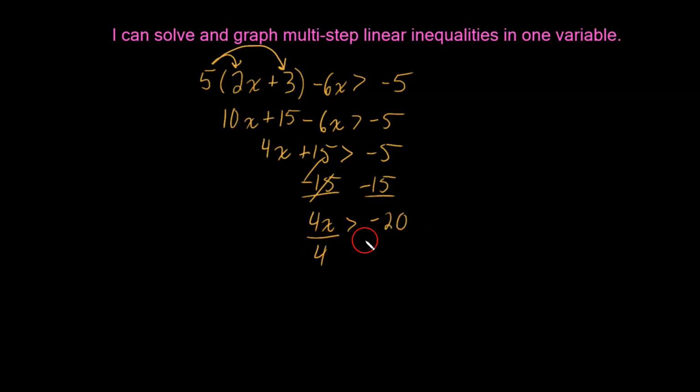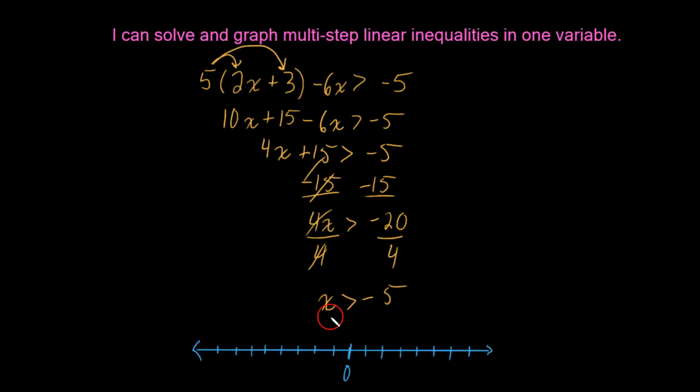And now we need to divide both sides by 4, which is going to give us x is greater than negative 5. Okay, now we have our answer, so let's graph this. So we're looking at x is greater than negative 5.